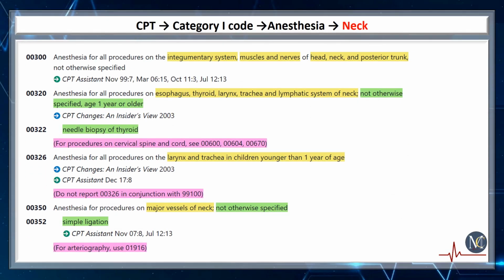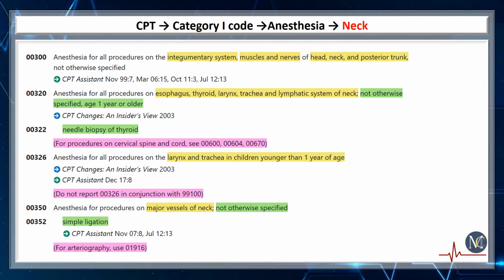Next anatomical site of the anesthesia chapter is neck. The first code is 00300, anesthesia for all procedures on integumentary system, muscles and nerves of the head, neck and posterior trunk. Integumentary system includes skin, hair, nails and glands. Next code is 00320, anesthesia for all procedures on esophagus, thyroid, larynx, trachea, and lymphatic system of neck, not otherwise specified, age 1 year or older.